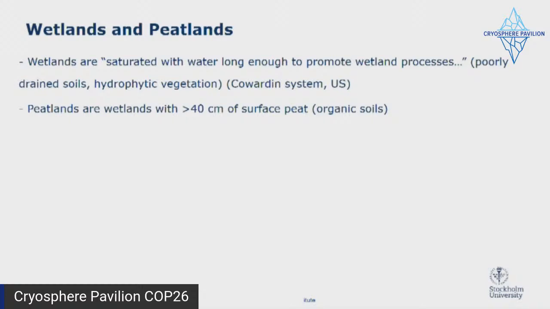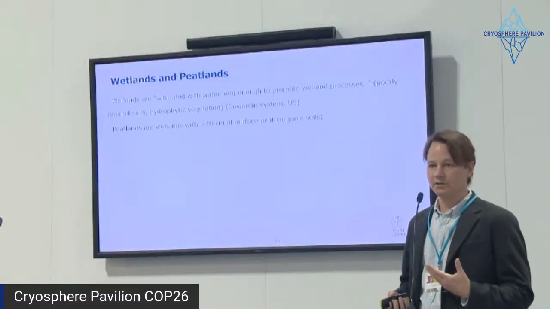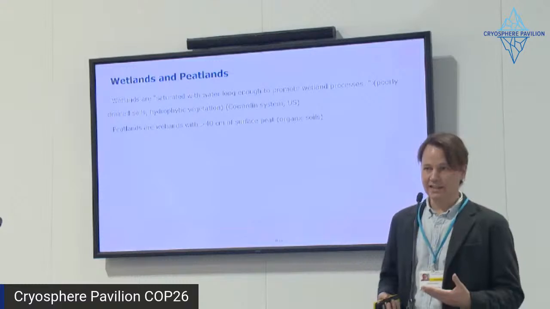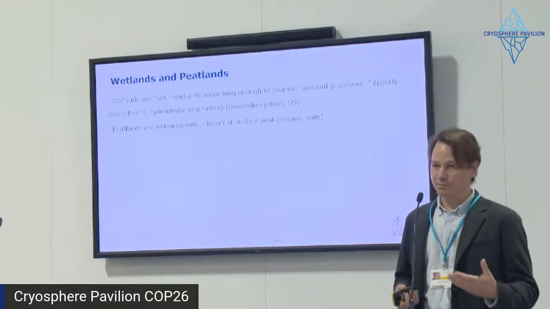So wetlands, by the US definition, are saturated with water long enough to promote wetland processes. So this is really an ecological definition, if you will. It refers to areas that have hydrophytic vegetation, so vegetation that's adapted to wet conditions, and soils that also really reflect the wet conditions. You have waterlogged soils that are often anoxic and so on, and these are wetland conditions. Wetlands then may be peatlands, but there are also wetlands that are not peatlands.